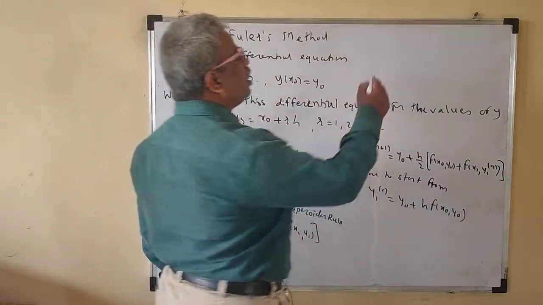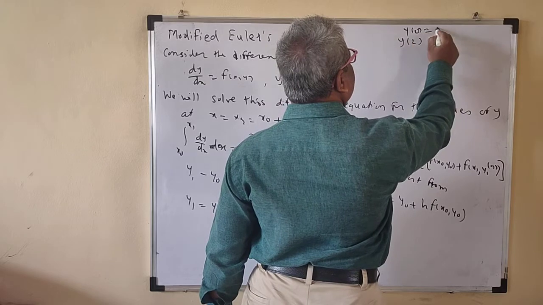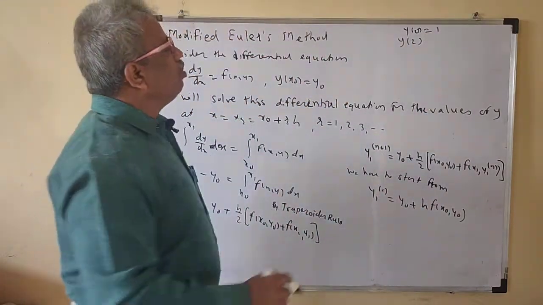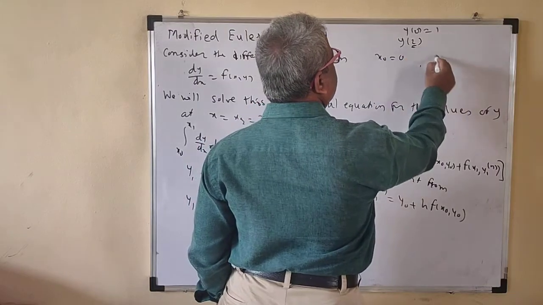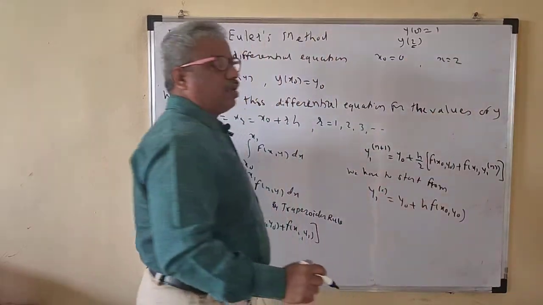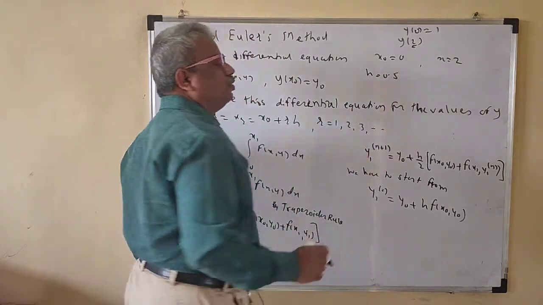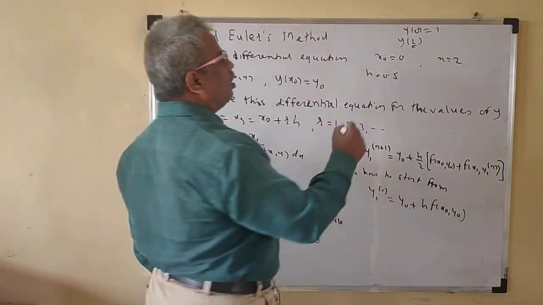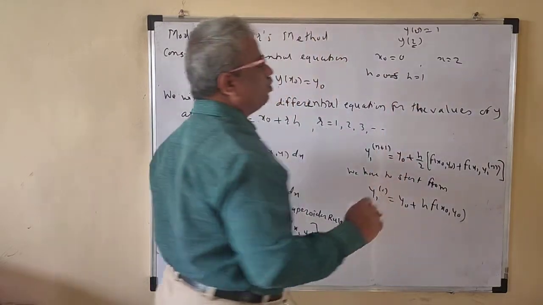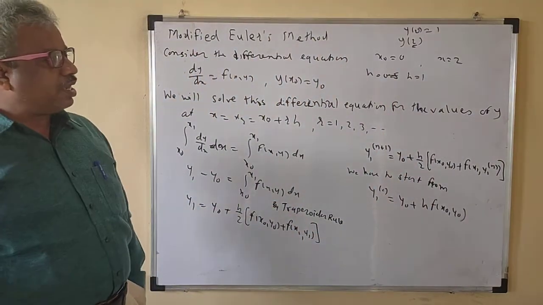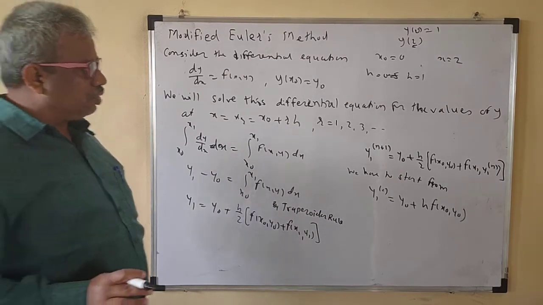Suppose y of 0 is 1 and we have to find y of 2, so your x naught is 0, and this is the estimated value you have to find. So what will we take for h? It is better to take 0.5, or we will take h equal to 1 also, because for y1 we have to do the iteration, so at least for 4 iterations we have to do this one.